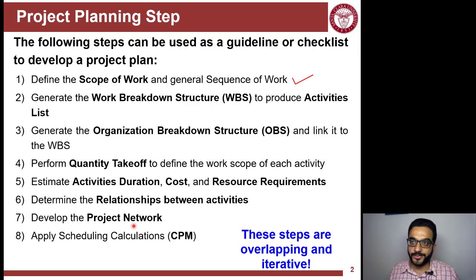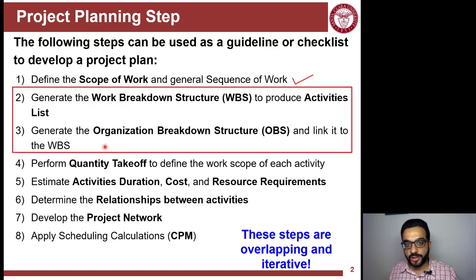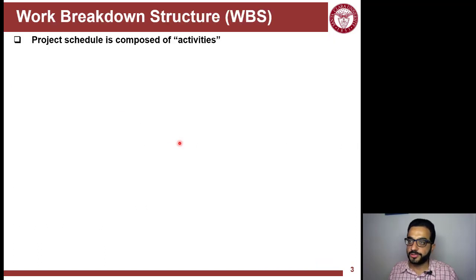So going back to the big picture here, this is the process of developing a project plan. We covered the first step, which is understanding the scope of the project, and the next step would be to generate a list of activities using WBS and matching it with the organization breakdown structure of the project. So the project schedule is composed of activities. Software that's used for project scheduling calls these tasks.